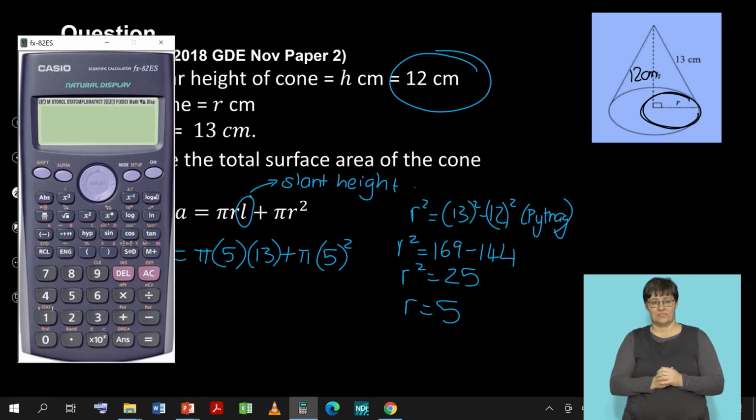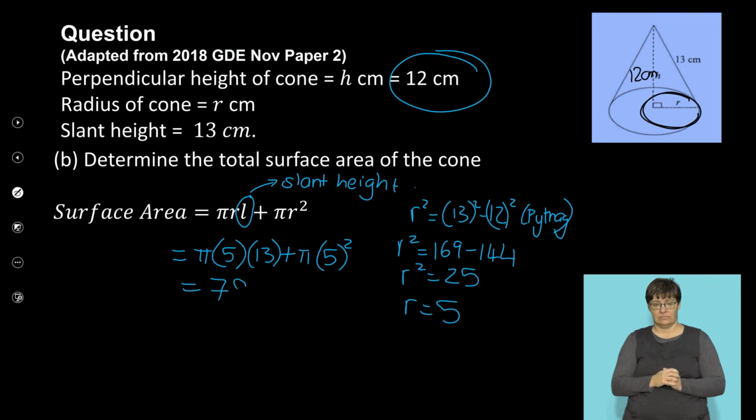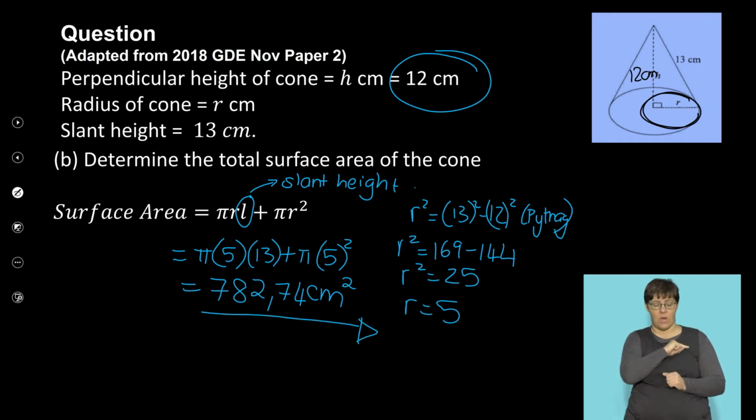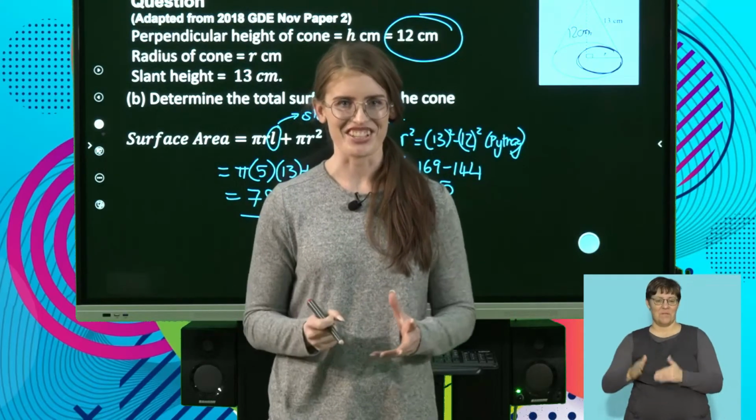So it's going to be pi times 5 times 13 plus pi times 5 squared, which I know is 25. So the surface area is going to be 282,74. And I know that my answer will be in terms of centimeters squared, as it is a surface area. Great, everyone. I hope that you're still with me. We're now going to take a look at another example.